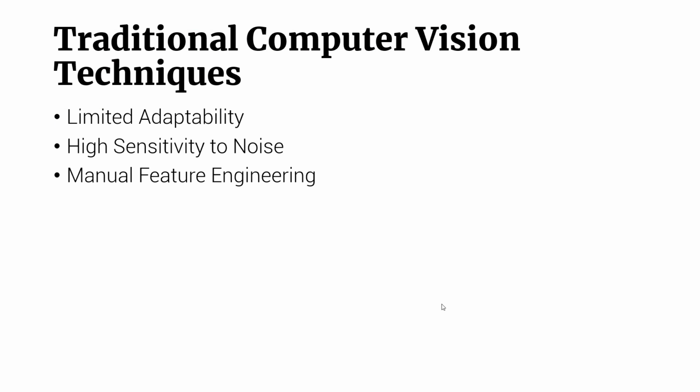Okay, so let's continue the discussion about the traditional computer vision techniques. We have here three techniques previously in the traditional way: the limited adaptability, high sensitivity to noise, and manual feature engineering. When we say traditional computer vision techniques, it refers to the classical methods used for analyzing and processing visual data before the rise of deep learning.